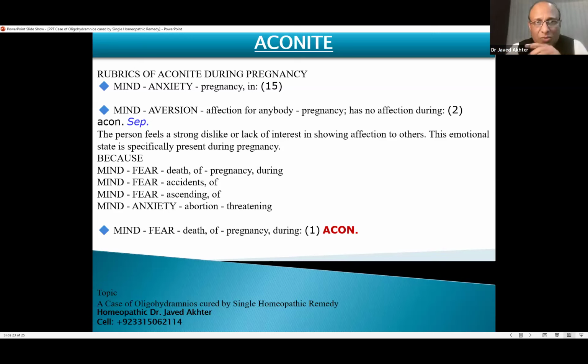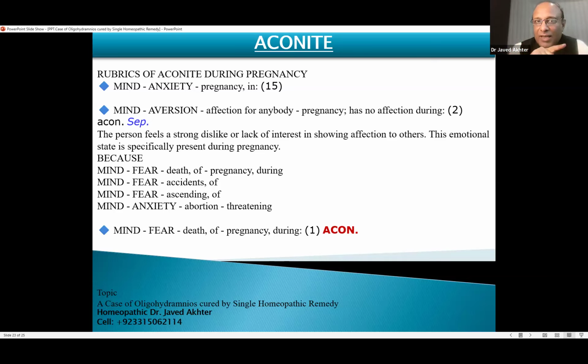What is the meaning of this rubric? The person feels a strong dislike, a lack of interest in showing affection to others. This emotional state is especially present during pregnancy. So I'm going to explain more about what the patient says; there are two medicines, Aconite and Sepia.